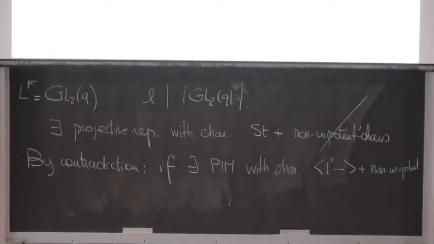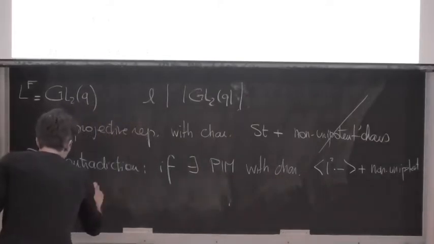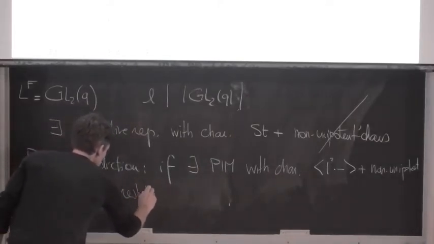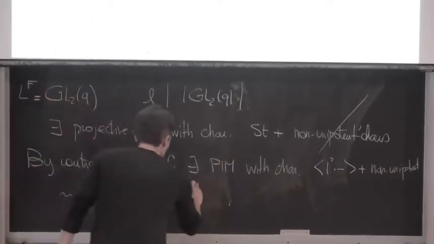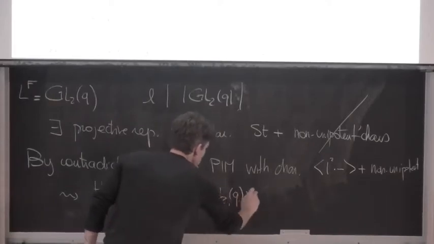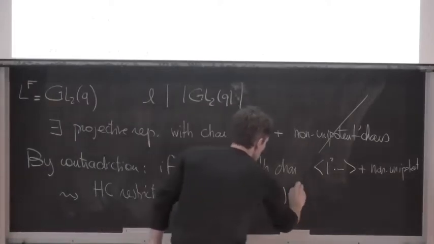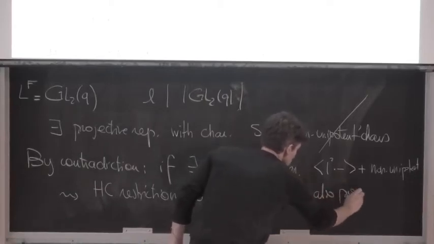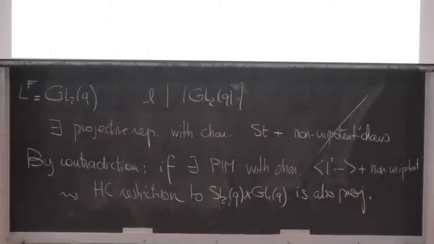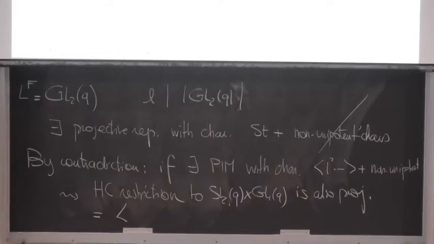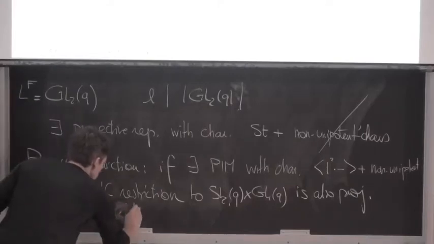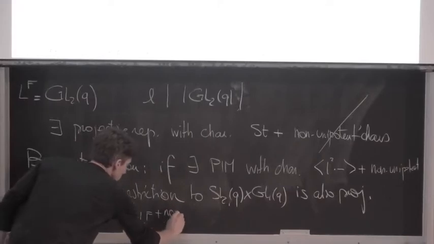Since it's projective, so I said that induction preserves the projectivity of characters, but restriction as well. Okay, you can restrict, the Harish-Chandra restriction, to, now I'm going to restrict it to SL2 of Q times GL1 of Q, is also projective. But if you restrict this one, you can show that it's just the trivial representation of this Levi. So 1 plus non-unipotent.